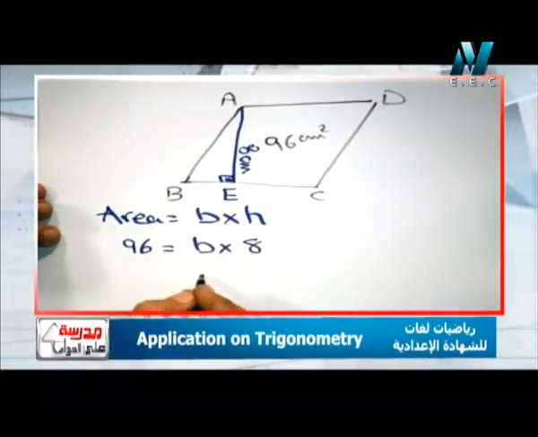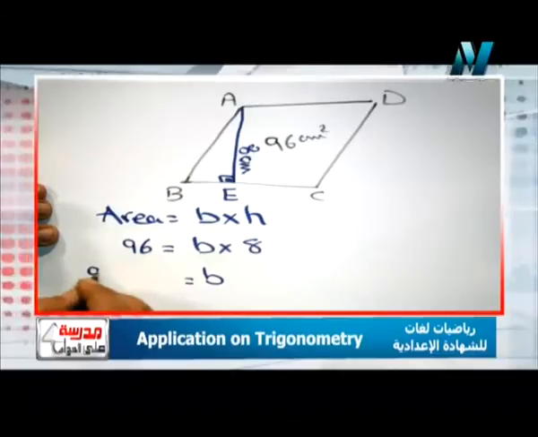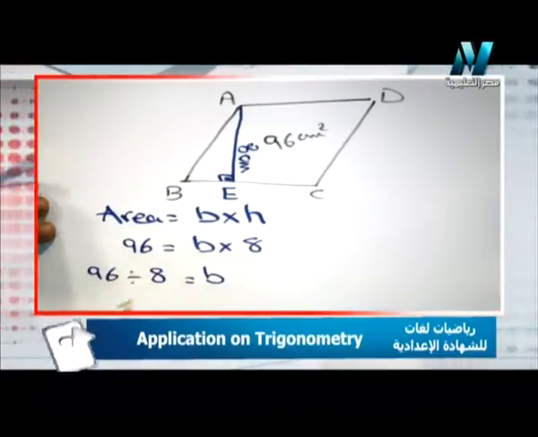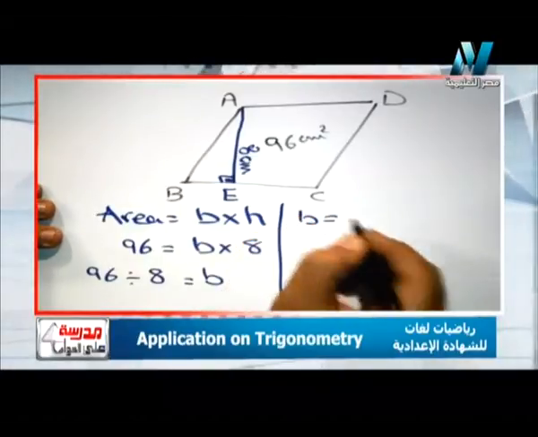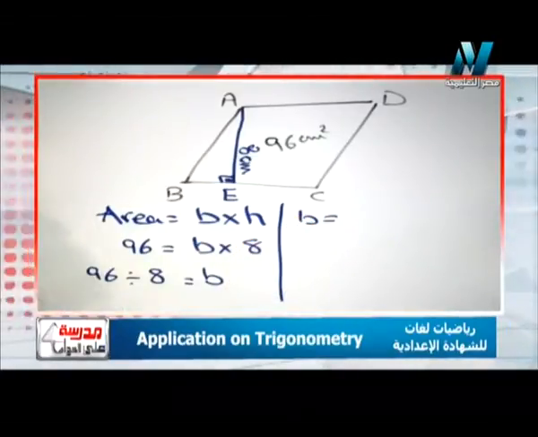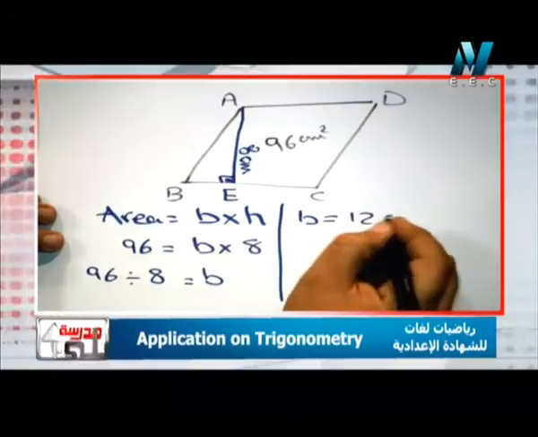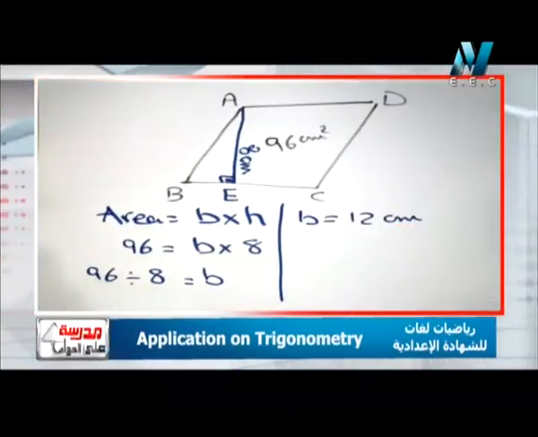So if I want to find the base, I'm going to divide 96 by 8. The answer is 12 centimeters. So this is our first step. What I did is I found the length of the base of the parallelogram. All that I did, I divided 96 by the length of the height, and the answer is 12 centimeters.